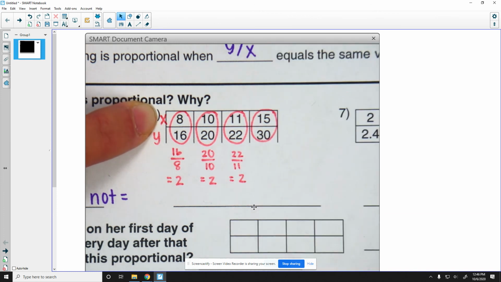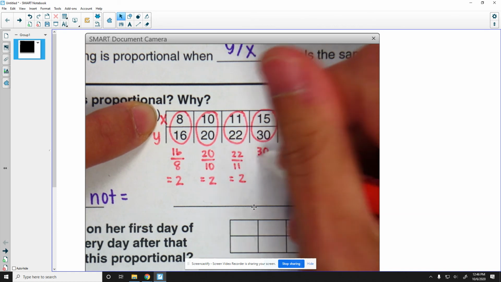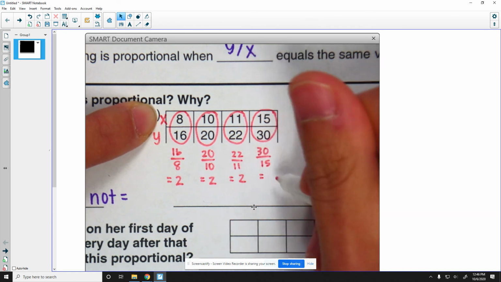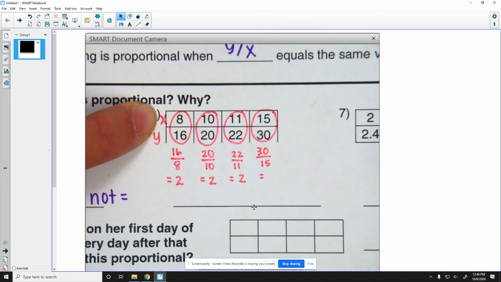Jasmine, for the last one, is it 15 over 30 or 30 over 15? Okay, Jasmine, what is 30 divided by 15? What is 30 divided by 15? Stop distracting her. Use your calculator, that's fine too.